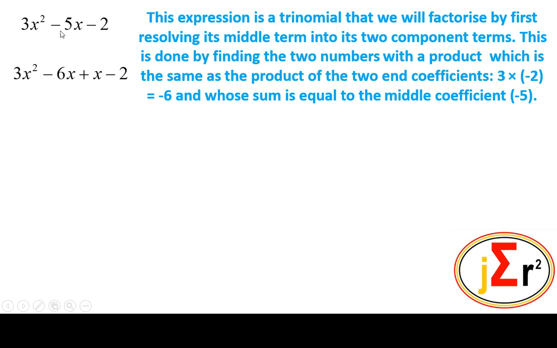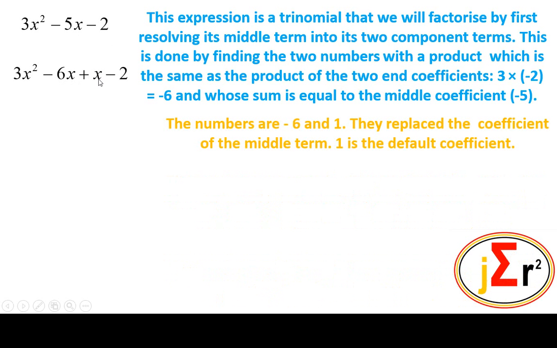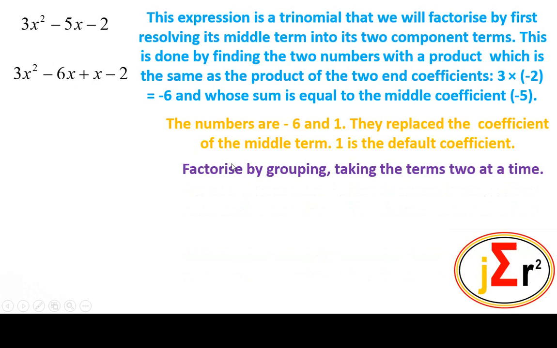This -5x will be -6x plus 1x or plus x. The coefficient of 1 is not necessary to show because 1 is the default coefficient. The numbers are -6 and 1. They replace the coefficient of the middle term. They replace this -5 here, -6 plus 1. 1, of course, is the default coefficient.